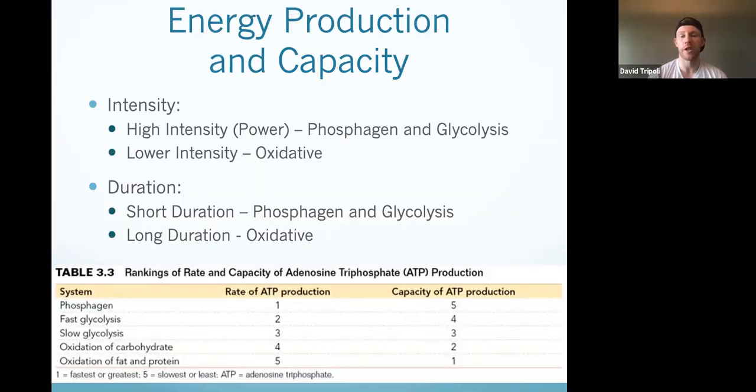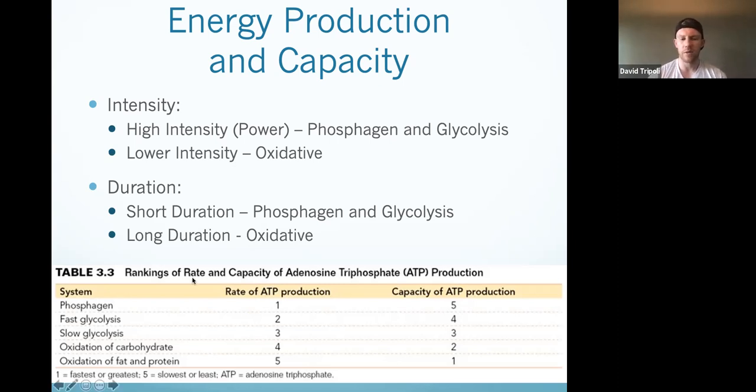Again, on energy production and capacity, this is kind of going back to those fiber types that we also talked about. Higher intensity is power, or think power. That's going to be the phosphagen and glycolytic systems. Lower intensity is going to be your oxidative system, because you can go longer at a lower intensity. For duration, shorter duration is usually more powerful, phosphagen and glycolytic. Long duration, oxidative, okay?